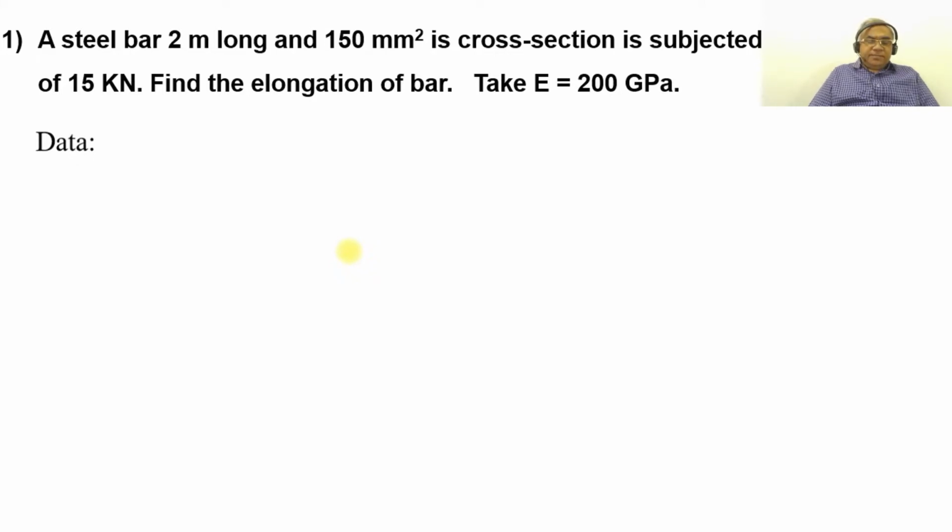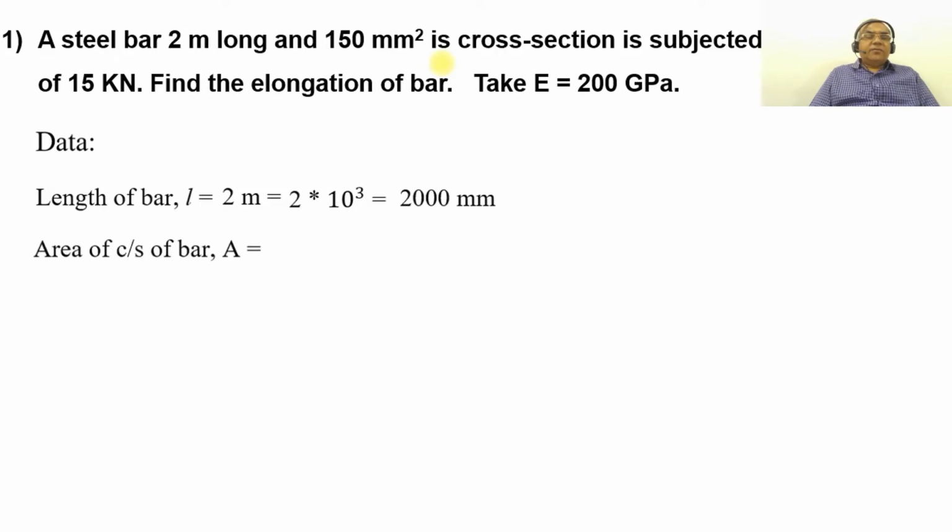So what are all the data given? The length of the bar is 2 meters. Convert that into mm because all other dimensions are given in mm, and the area of cross section is given in mm square. So convert 2 meters into mm. 1 meter is equal to 1000 mm, so that is 2 into 10 to the power of 3, which will be equal to 2000 mm. Then the area of cross section of the bar, capital A, will be equal to 150 mm square.